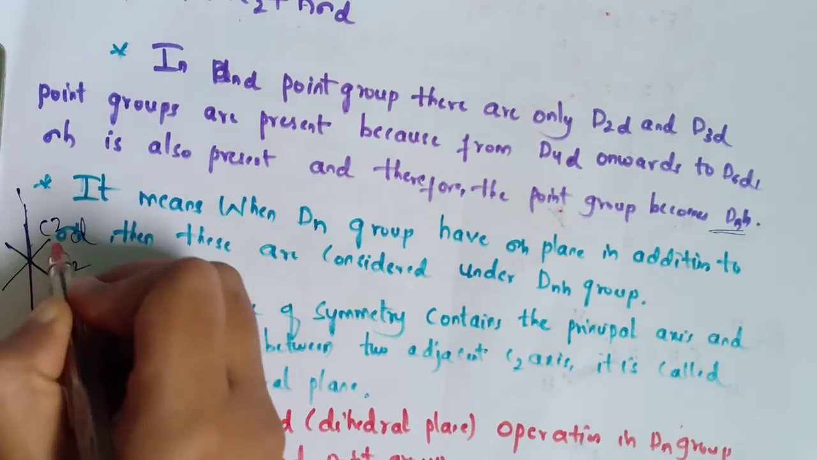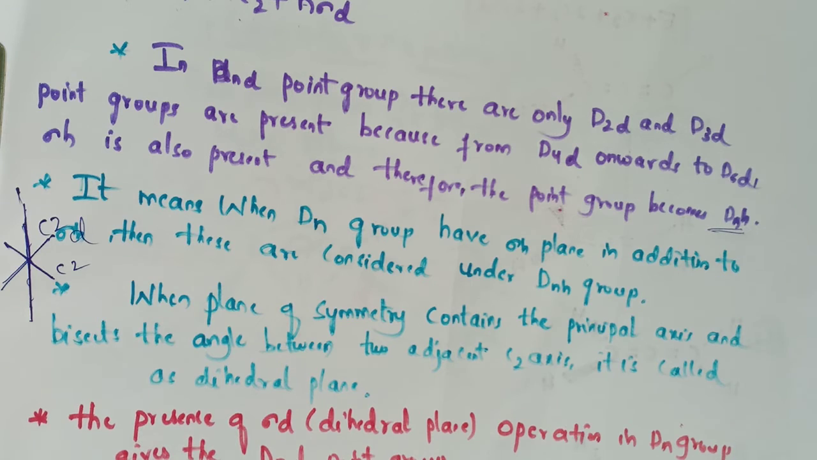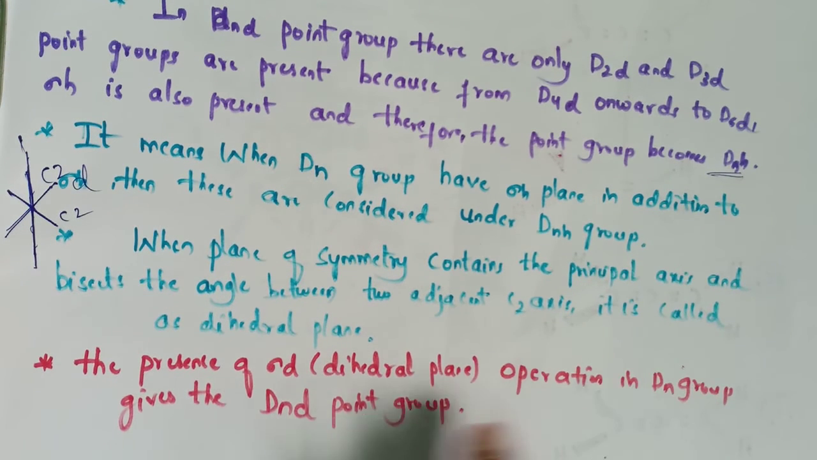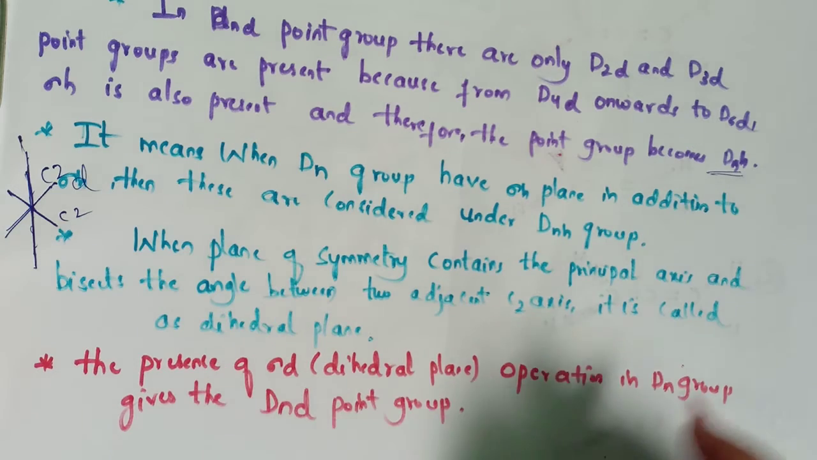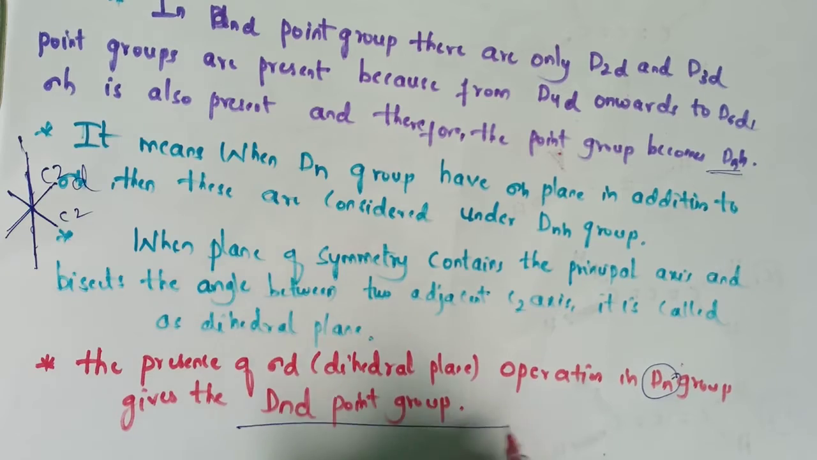These are the two C2 axes. If an angle bisects like this, it will become a dihedral plane. The presence of a sigma d operation in Dn groups gives the DnD point group. In the Dn group, if the presence of sigma d takes place, it is called a DnD point group.